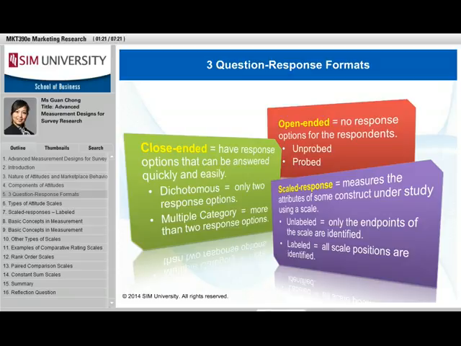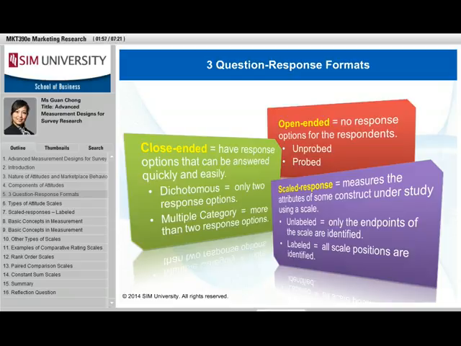There are three question response formats: closed-ended, open-ended, and scale response. Closed-ended questions have response options that can be answered quickly and easily. There are two types: dichotomous and multiple category. Dichotomous categories have only two response options, while multiple category have more than two response options. Open-ended question format has no response options for the respondent. It could be unprobed or probed.